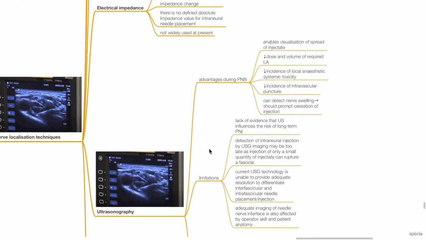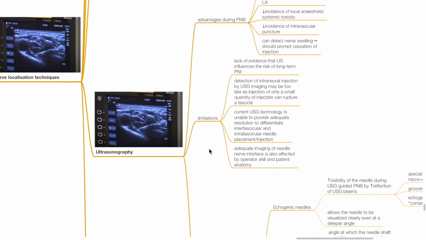Ultrasonography. Advantages during PNB include that it enables visualization of spread of injectate. It helps reduce the dose and volume of required LA. It reduces the incidence of LA systemic toxicity. It reduces the incidence of intravascular puncture. And ultrasound can help detect nerve swelling, which should prompt cessation of injection.